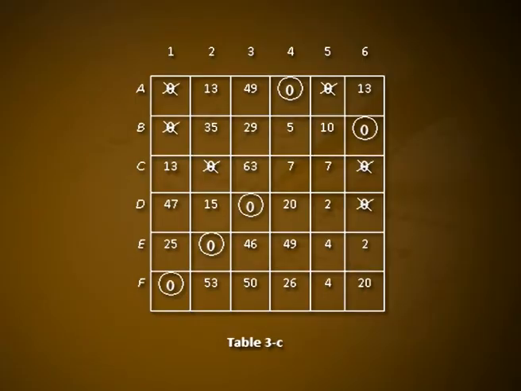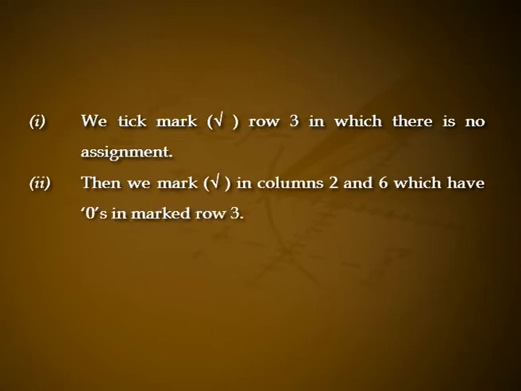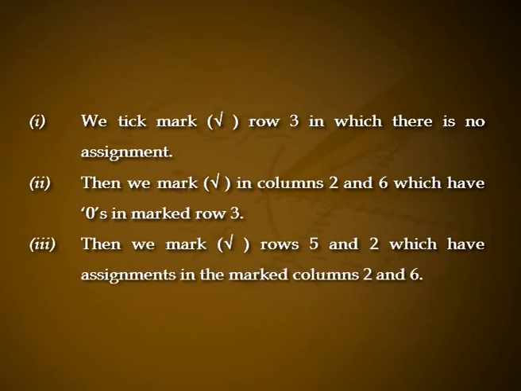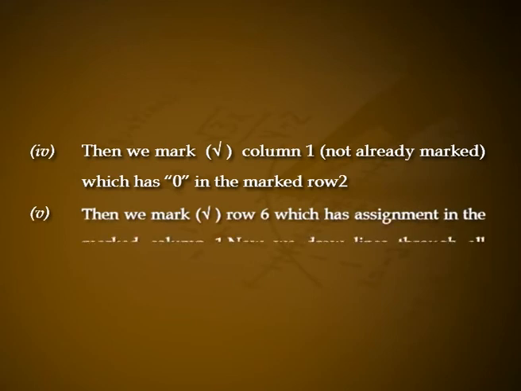In this step, we draw the minimum number of horizontal and vertical lines to cover all the zeros of table 3C. For this, we proceed as follows. We tick mark row 3 in which there is no assignment. Then we tick mark columns 2 and 6 which have 0 in marked row 3. Then we tick mark rows 5 and 2 which have assignments in the marked columns 2 and 6. Then we tick mark column 1, not already marked, which has 0 in the marked row 2. Then we tick mark row 6 which has assignment in the marked column 1.